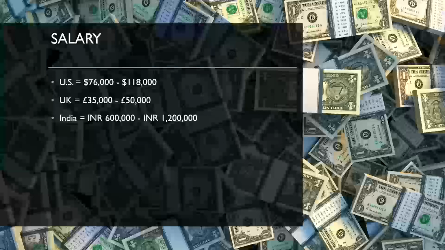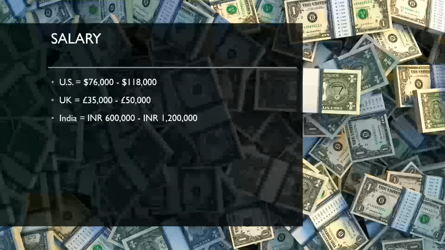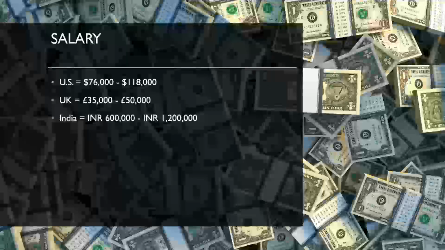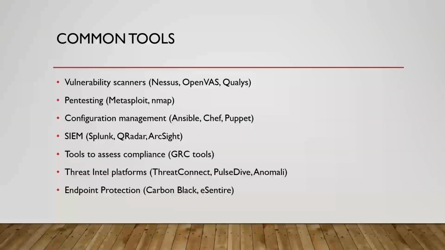Well, here in the U.S., base salaries generally range from around mid-70s to a little over six figures. Again, depending on the organization you're with, a larger company might be closer to like 130, 140 in this role. In the UK, 35 to 50,000 pounds, and in India, 600,000-ish rupees to 1.2 million rupees. And so what are some of the tools that you may use in this particular role?